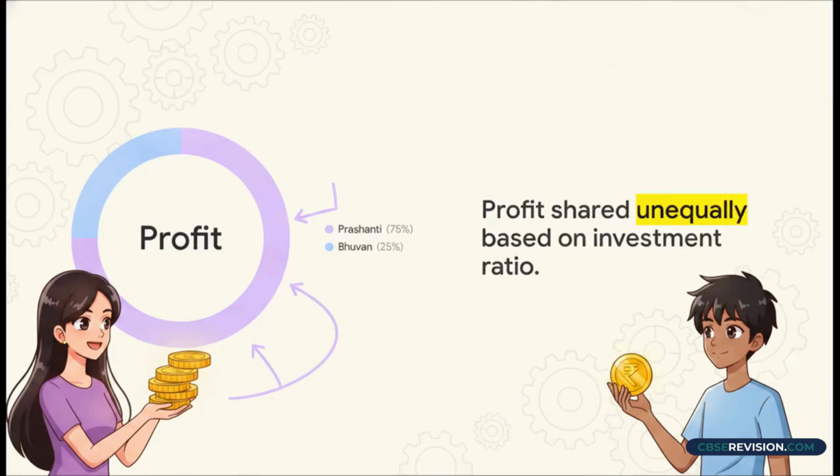Okay, now we take that total profit of 4,000 rupees and divide it by those 4 total parts. 4,000 divided by 4 means that every single part is worth exactly 1,000 rupees. So visualizing this profit split, Prashanti gets 3 parts. That is 3 times 1,000, giving her 3,000 rupees. Bhuvan gets 1 part, which is 1 times 1,000, giving him 1,000 rupees. And this just perfectly shows how ratios can help us solve real everyday business problems completely fairly.